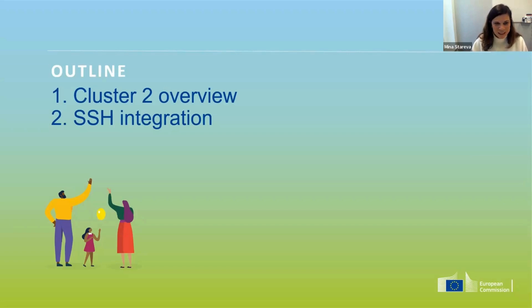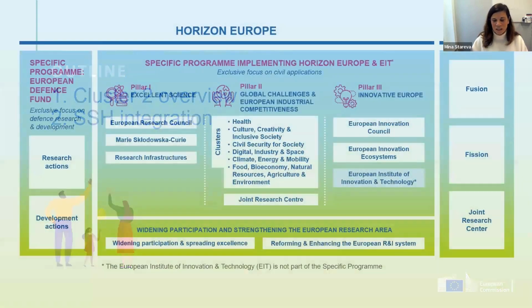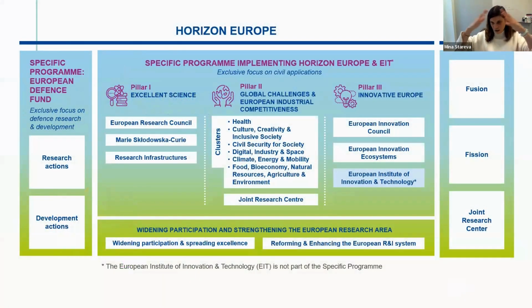Going to the next slide, of course, this is just a general overview of Horizon Europe, this big machinery behind, and Pillar 2. So the Culture, Creativity, and Inclusive Society cluster is located within Pillar 2, the global challenges, which is actually aimed to address and to provide solutions to the identified global challenges.